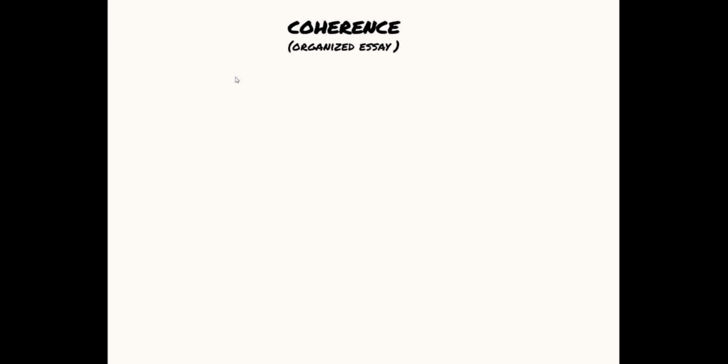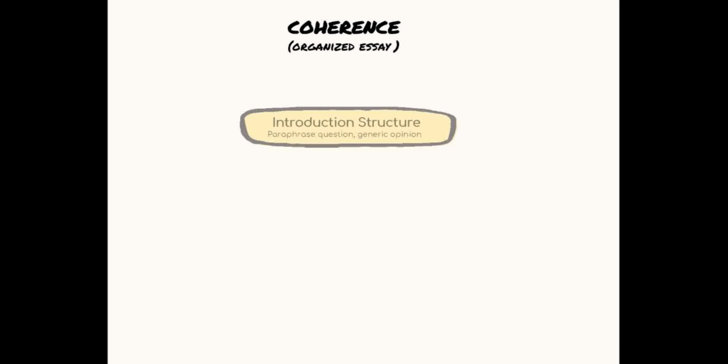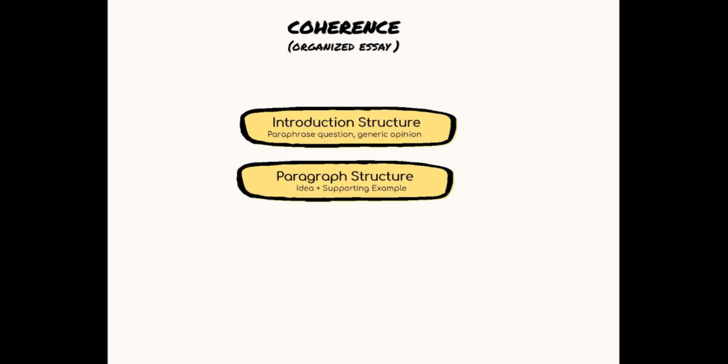Second is coherence and cohesion. Let's understand coherence first. In order to score good marks for your coherence, you need to follow an organized structural format for your essay. Let's see how you can do that. The first paragraph of your essay needs to be an introduction. And what will you cover in that paragraph? You can firstly paraphrase the question, the prompt of your essay topic, and you can provide a generic opinion in the first paragraph itself.